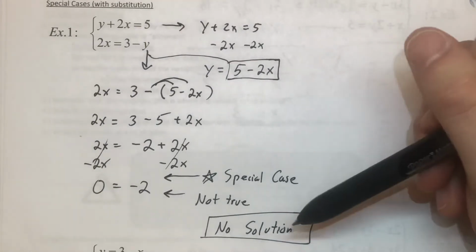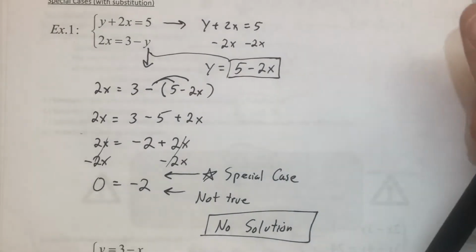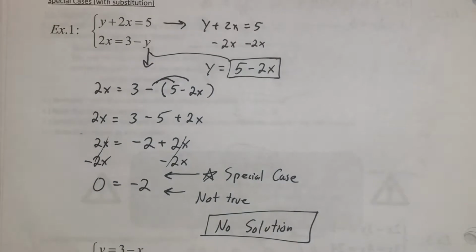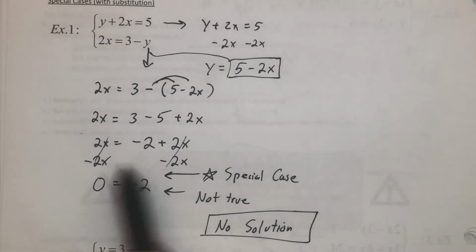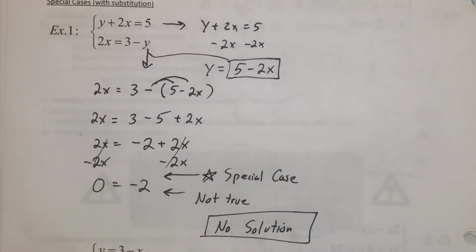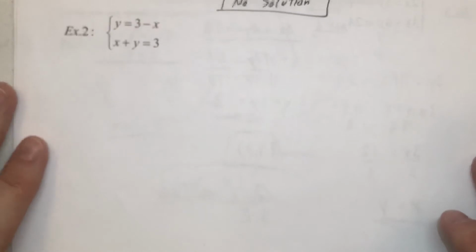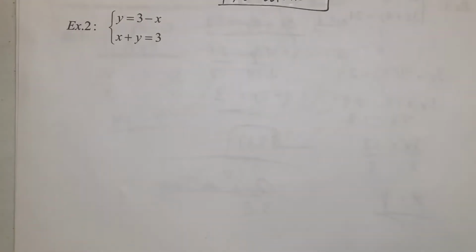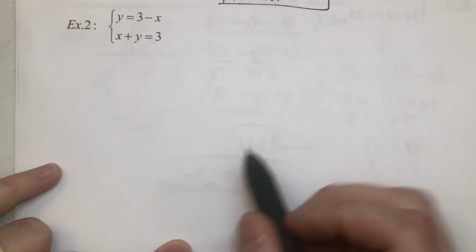Solution is our word for answer in equations, the solution to the equation. So that system of equations doesn't have an answer, and we know it as soon as those variables disappear. So there's one example with substitution. Let's go ahead and take a look at another example, though, because we do have two special cases to worry about. No solution was one of them.